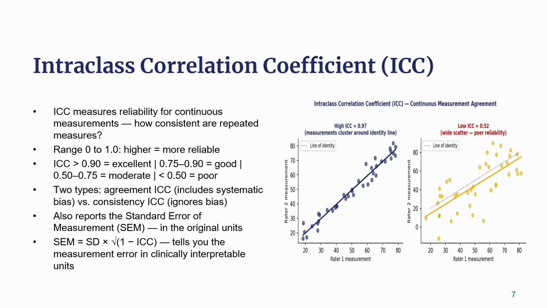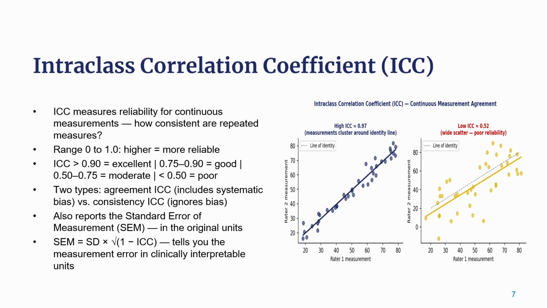The two types matter. Agreement ICC includes any systematic bias between raters. Consistency ICC ignores bias and only asks whether raters rank patients in the same order. For clinical use, agreement ICC is usually more relevant. You care about both ranking and absolute values.